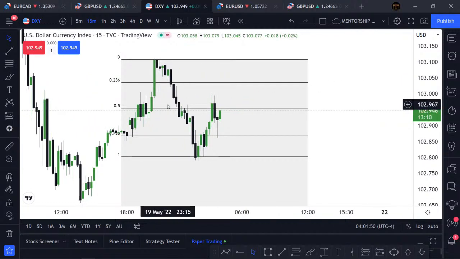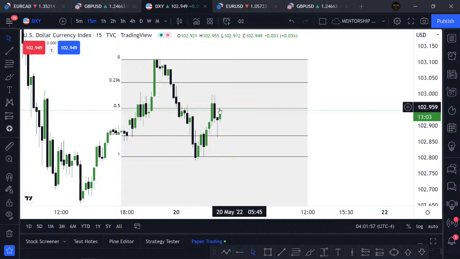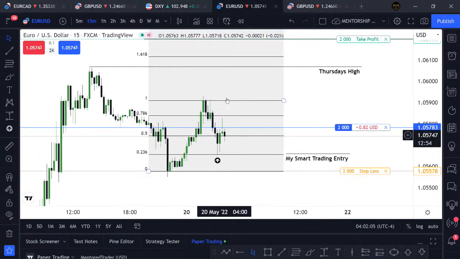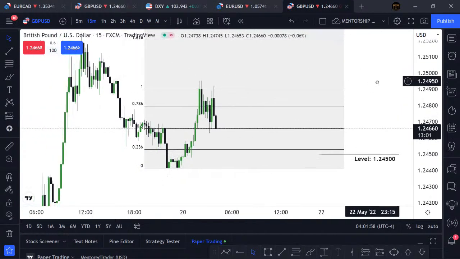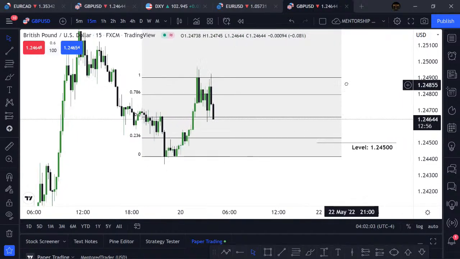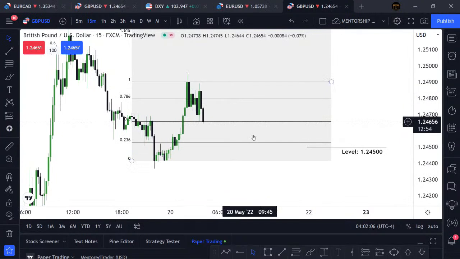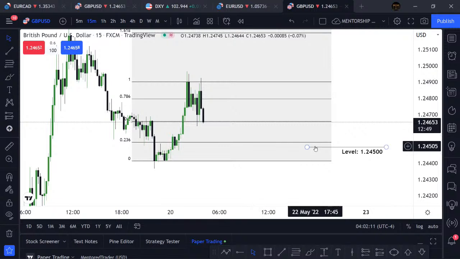This is the dollar index. If I wait for price to come to this level, well, it is also okay. I'm also seeing the equilibrium or the 50 level still push price lower. That is why I am buying here, and I'm also willing to buy here. Now, focus on the pound dollar. The pound dollar is showing me that it's above the 50 level. When I use the smart trading entry, it shows me that my smart trading entry is above the 50 level.